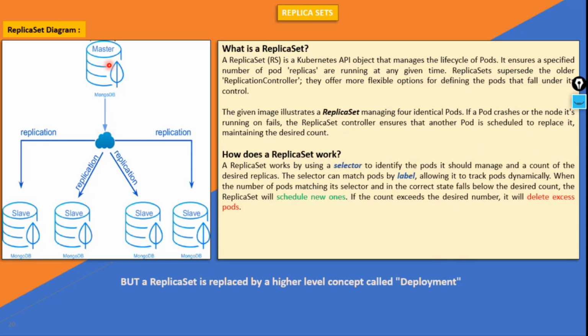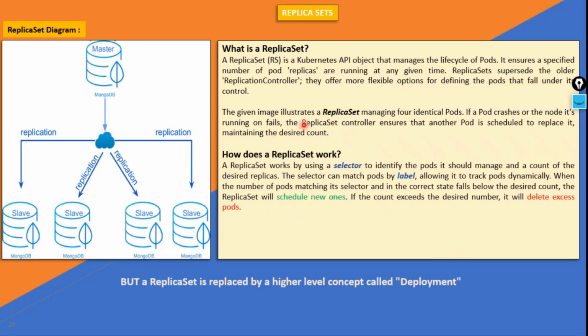That means at any point of time, my desired state is 3. So I will always go for 3. If any one of the replicas goes down, the system will immediately replace that pod with another one, always making the number 3 or 5, as you have said.